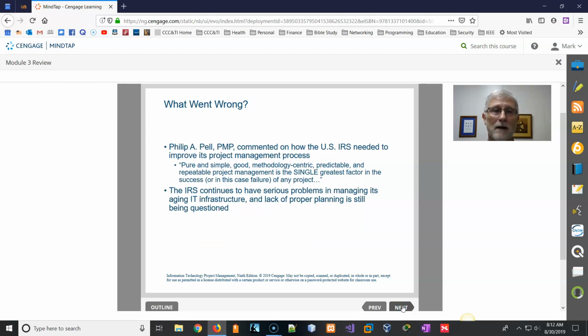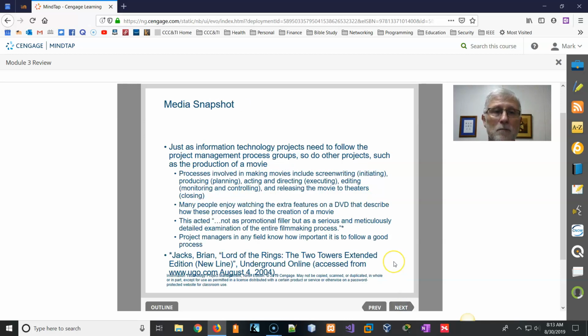So let's look at a couple of things that went wrong. Philip Pell, professional project manager, commented that the IRS needed to involve project management process. Pure and simple, good methodology-centric, predictable, and repeatable project management is the single greatest factor in the success, or in this case, failure of any project. So even the IRS has trouble implementing project management, or at least following a process. The IRS continued to have serious problems in managing its aging IT infrastructure and the lack of planning. In the what went wrong section in the textbook, the author goes into great detail as to when the IRS tried to roll out a new software project, how many problems they had in managing their process.